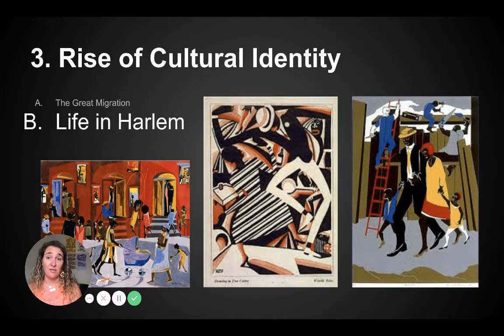We also saw it through painting. Aaron Douglas and Jacob Lawrence were painting pictures of life as they saw it. Again, not what outsiders were saying life was like for Black people, but what the Black community was actually saying: this is who we are. This is what our life is like. And so we saw art during this time just explode across the country.